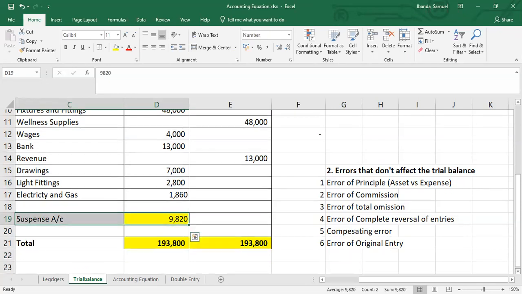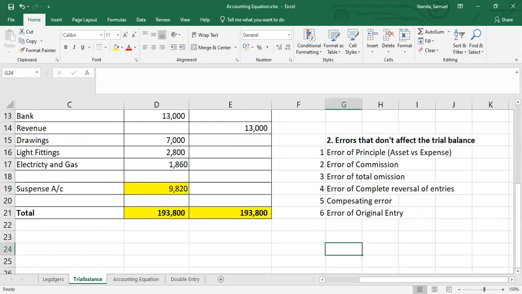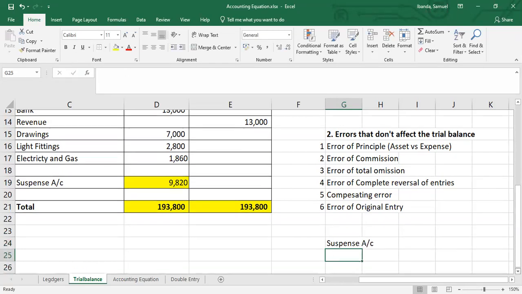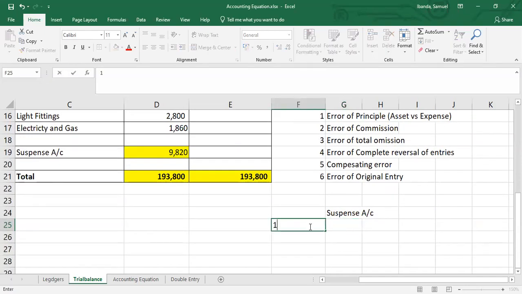A suspense account by definition, of course, is a temporary account that is created in case where an organization has an error that it cannot tell, or where you don't know the alternative account. So this suspense account is a temporary account. And we are saying a suspense account is used in two cases.